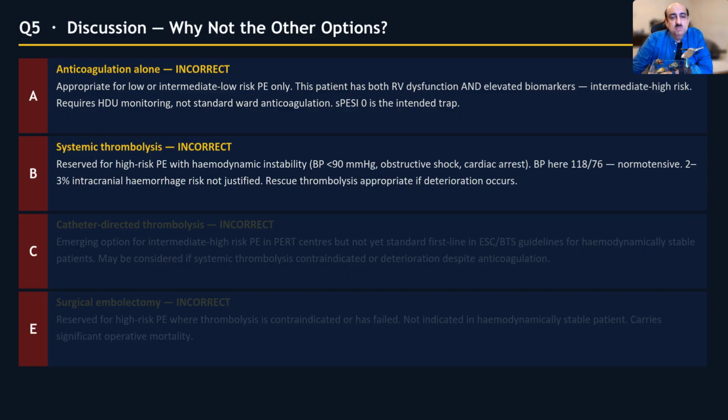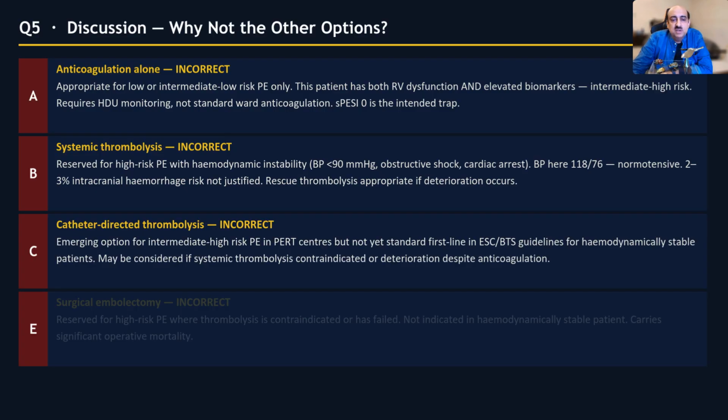Option B, systemic thrombolysis, is incorrect because it's reserved for the high risk pulmonary embolism patients who have hemodynamic instability, shock, near cardiac arrest, peri-arrest situation, like hypotensive with a systolic BP of less than 90 or an obstructive shock or cardiac arrest, as I said. Our patient is normotensive, and hence there is a very high risk of intracranial hemorrhage, up to around 2 to 3%, in case you attempt it. And hence rescue thrombolysis is only an option if the initial management fails or the patient deteriorates.